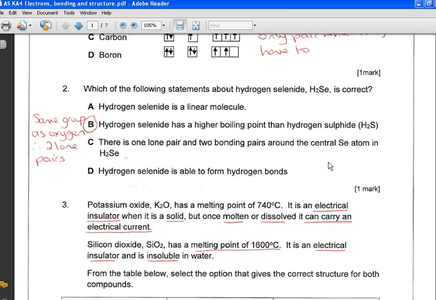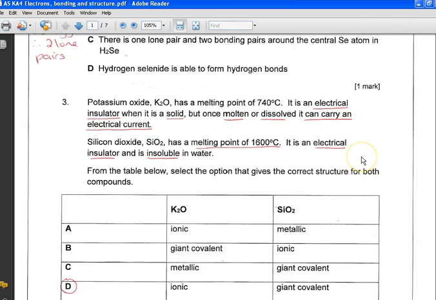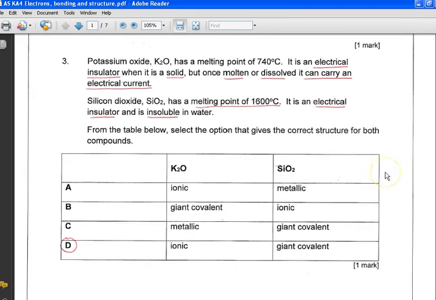the instantaneous dipole interaction, because it's got more electrons than sulfur, selenium rather, selenide. Okay, question 3, potassium oxide has a melting point.